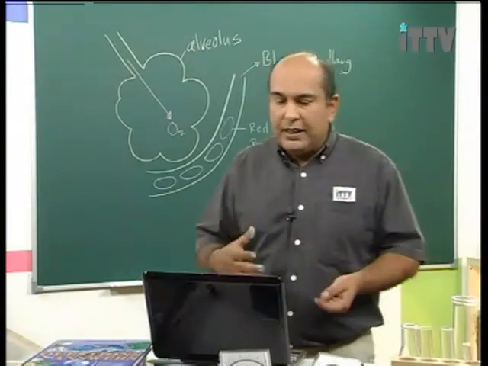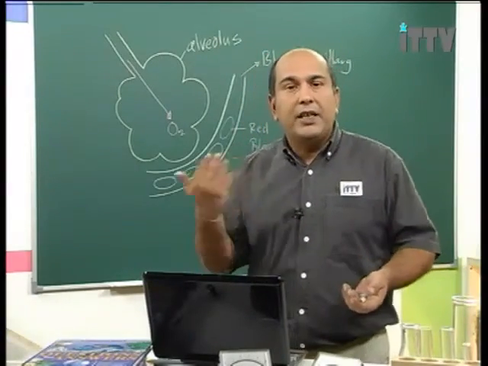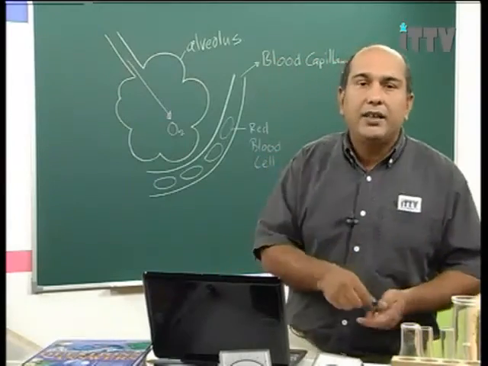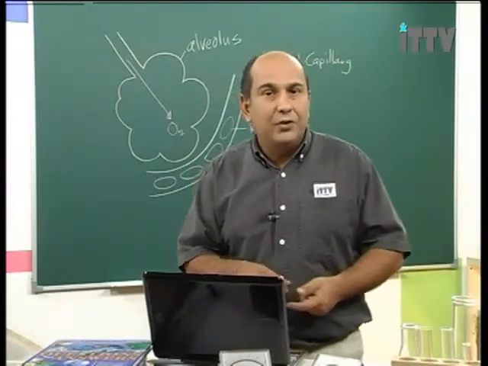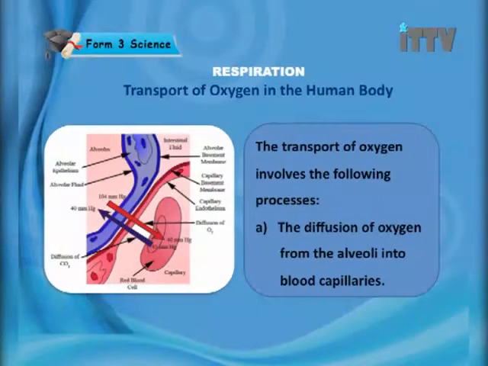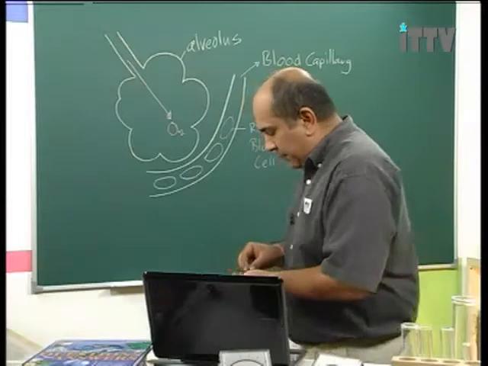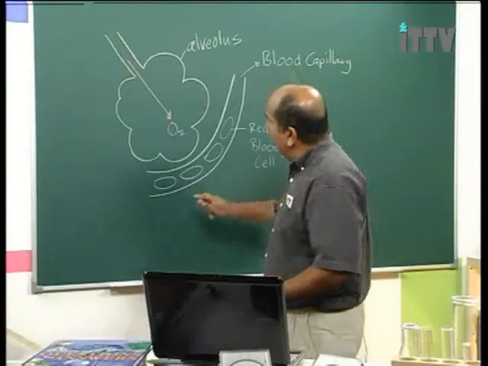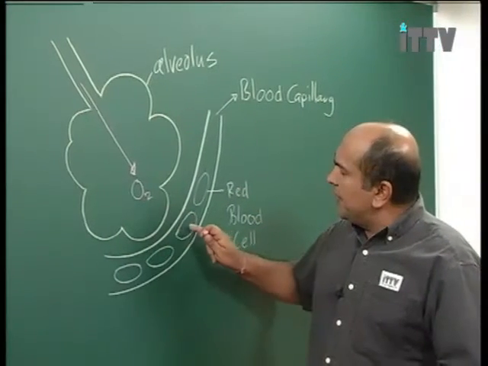Now what we've said is that the oxygen is going to be taken into the blood and the carbon dioxide is going to move back into the alveoli. The transport of oxygen involves the following processes. A, the diffusion of oxygen from the alveoli into blood capillaries. So the first step is we need to get the oxygen from here into here.